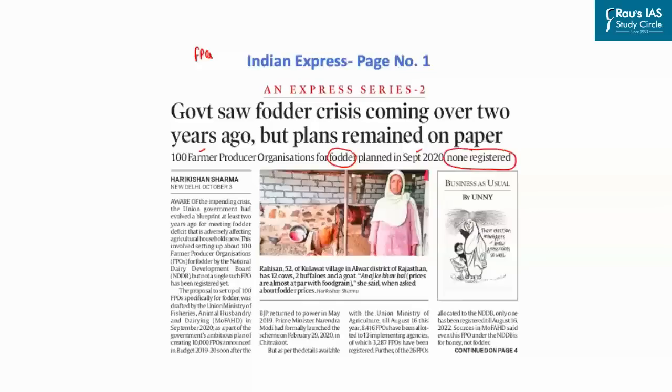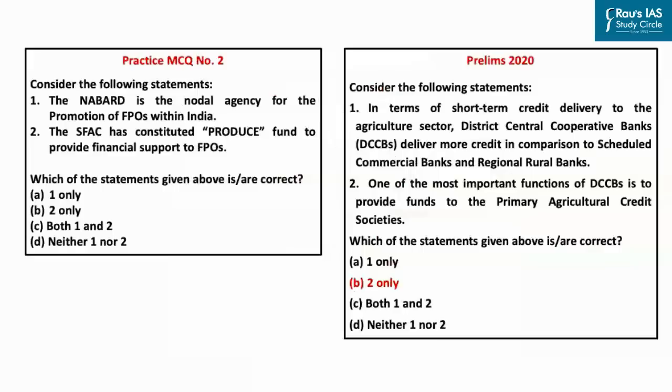Now this particular article is quite important because in previous year prelims, questions have been asked with respect to various institutional structures such as cooperatives which have been set up in order to meet the input needs of the farmers. For example, in prelims 2020, we had a question related to cooperatives. FPOs are also a form of cooperatives.